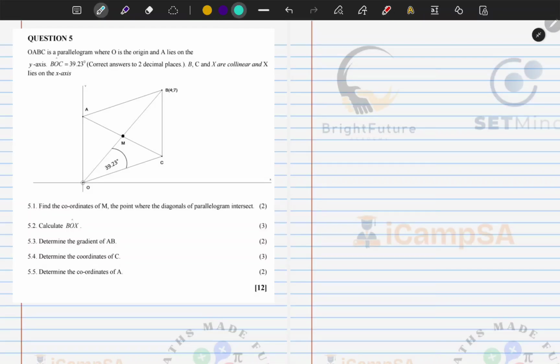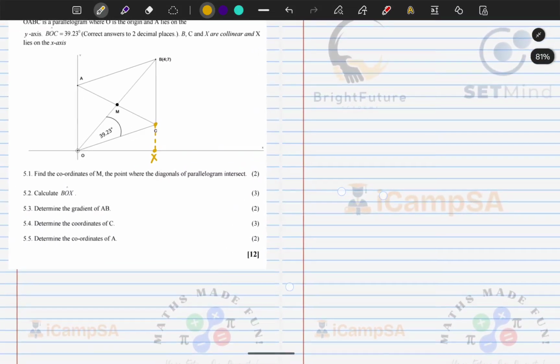So let's make that practical. BC and X are collinear, and we know about collinear lines. If they say the points are collinear, that means those points lie on the same line. So B, C, and X should lie on the same line. We are just going to construct a line and call this point X, and we still have C here. So now B, C, and X are collinear, and X does lie on the x-axis.